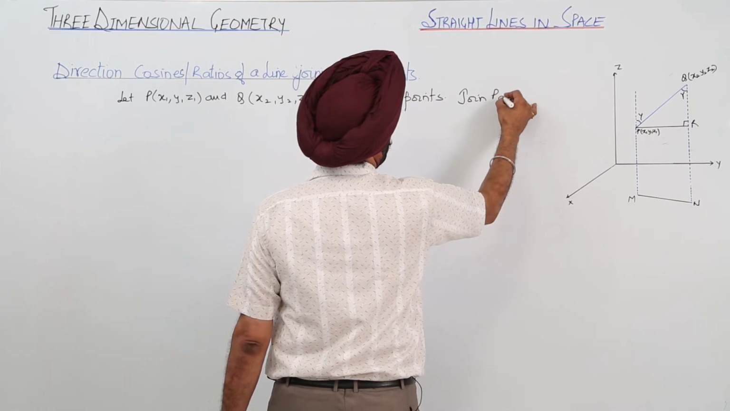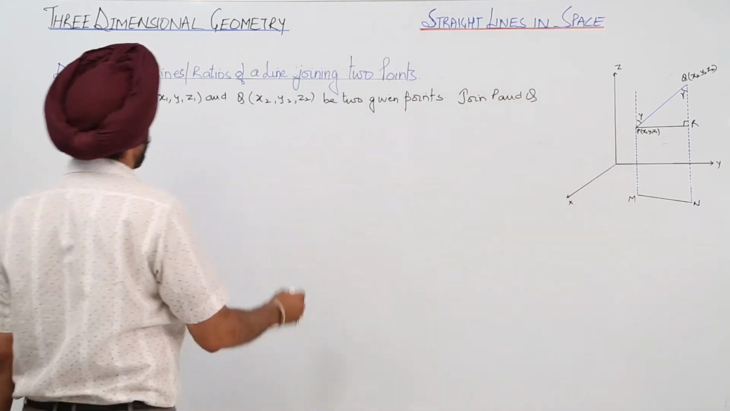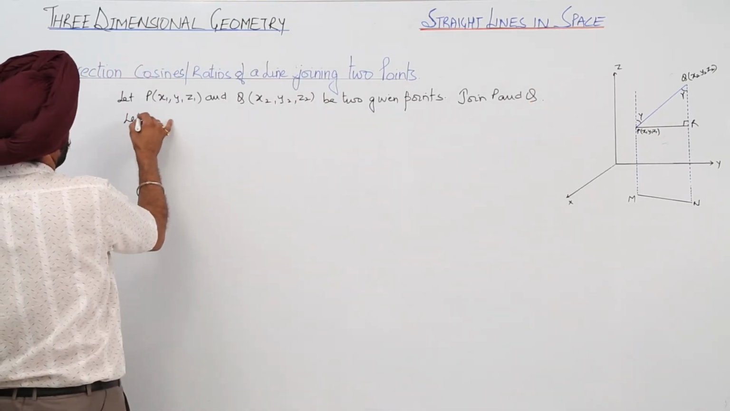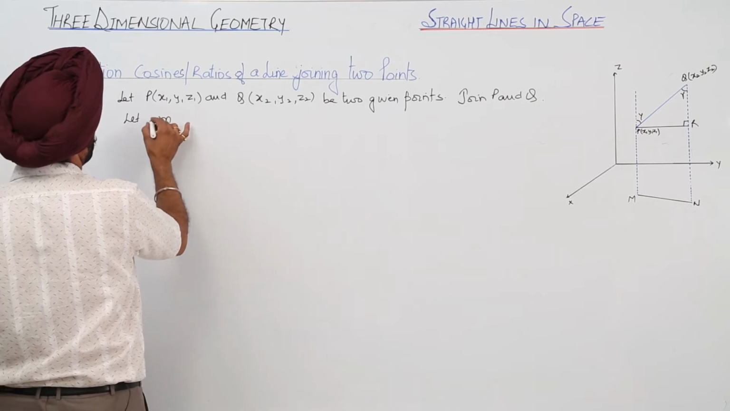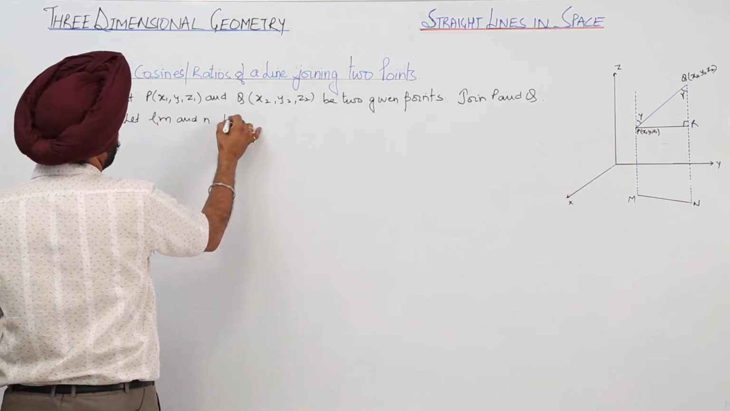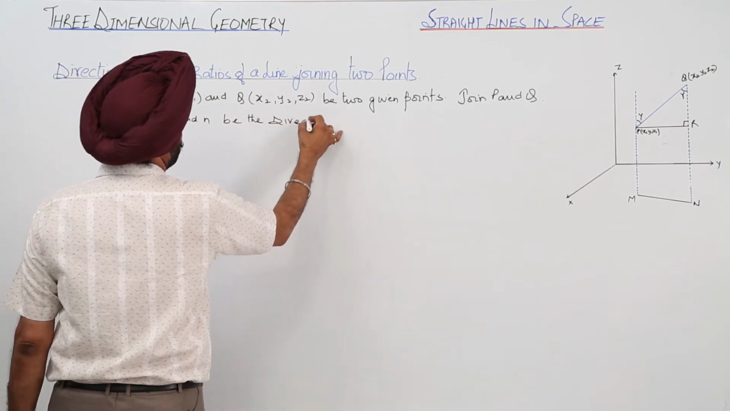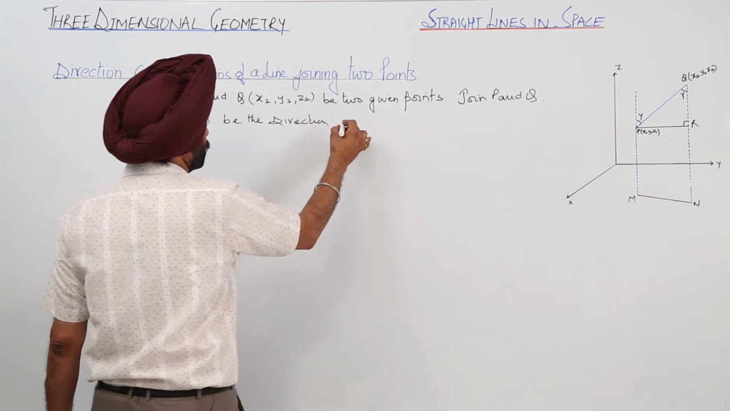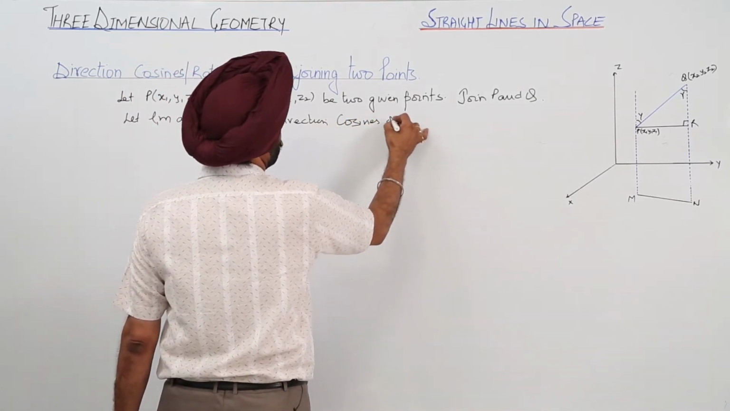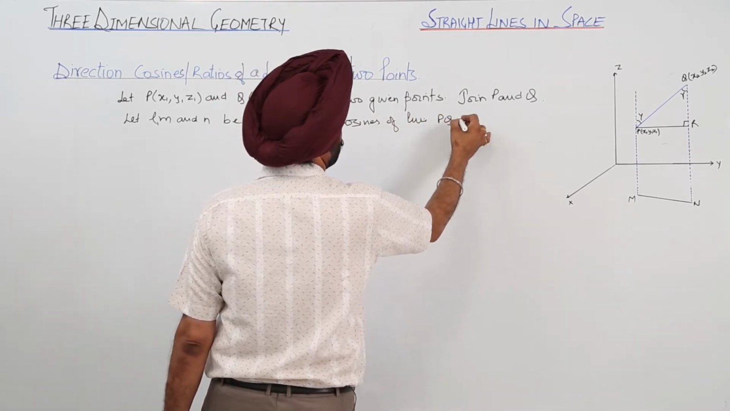Join P and Q. Let L, M and N be the direction cosines of line PQ.